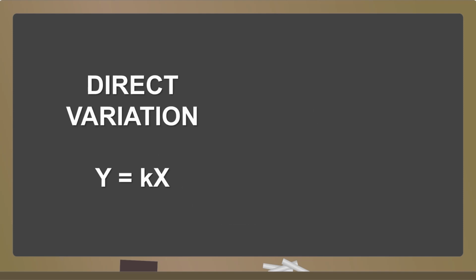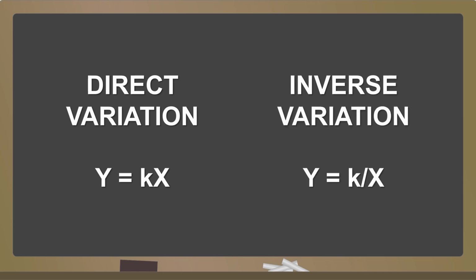In direct variation, we express the relationship of independent and dependent variables as y is equal to k times x, where k is a certain constant, x is the independent variable, and y is the dependent variable. In inverse variation, we express the relationship as y is equal to k divided by x, where k is a certain constant, x is the independent variable, and y is the dependent variable.